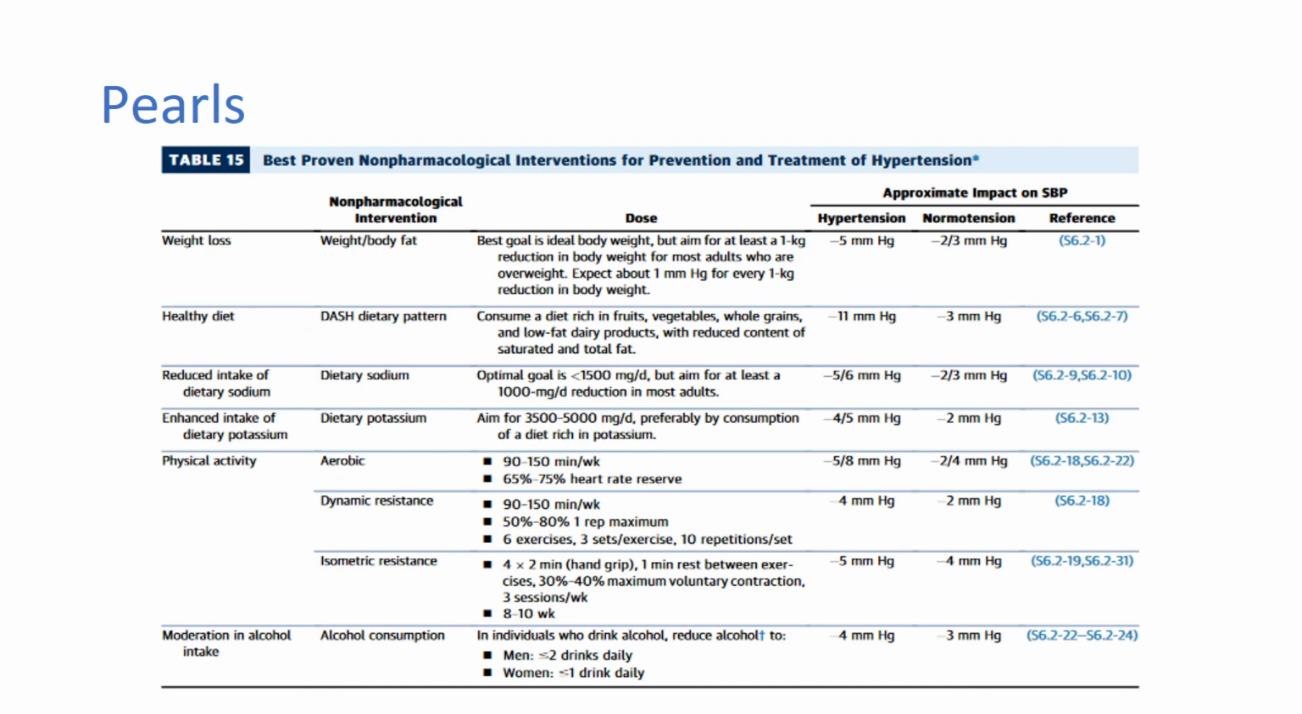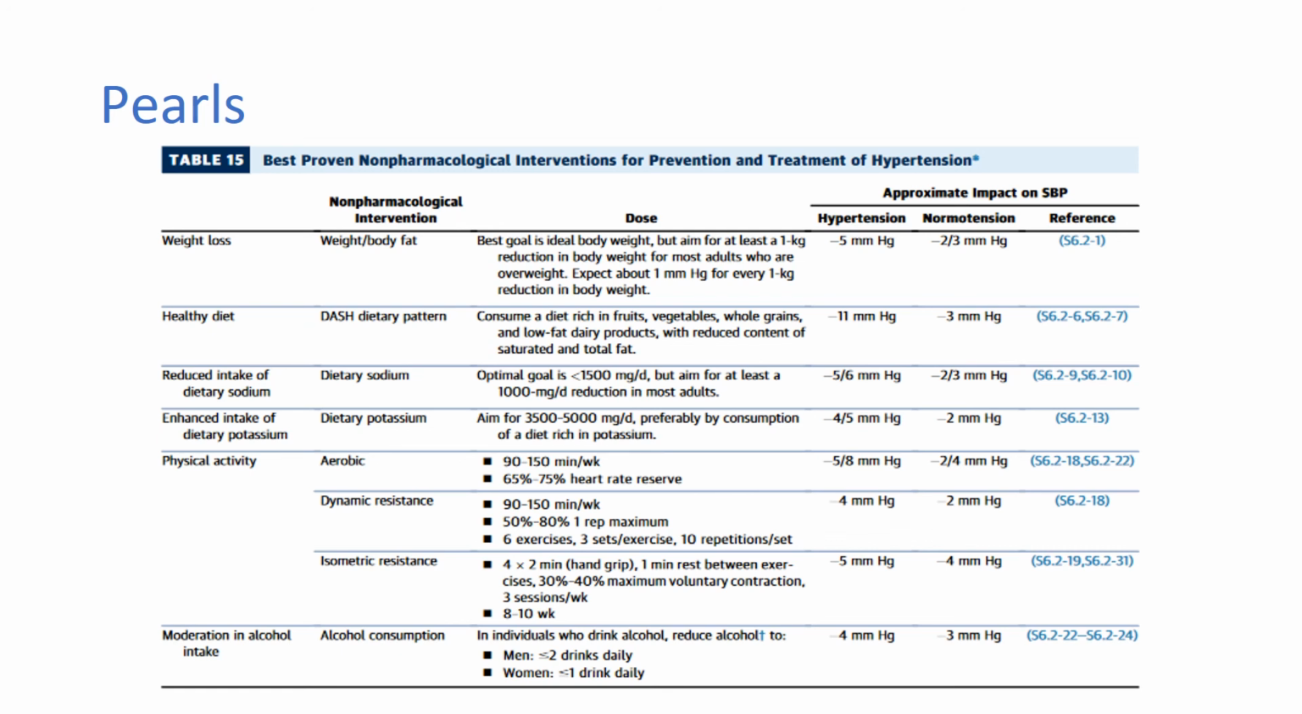And then finally, I just wanted to include some pearls, some little bits of wisdom as to the non-pharmacological interventions that can be used. So if you look on the right, there is an approximated impact on systolic blood pressure for each so-called intervention. So if we're looking at weight loss, just general weight loss, whether it be through diet or exercise, you can see a 5 millimeter drop. With the DASH diet, we see that 11 millimeter drop. Reduction in sodium is 5 to 6. And then if you look at aerobic exercise, it's 5 to 8. If you look at alcohol moderation, it's about 4.